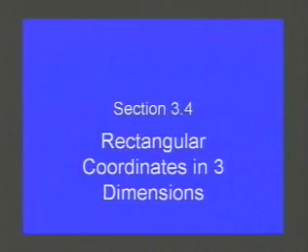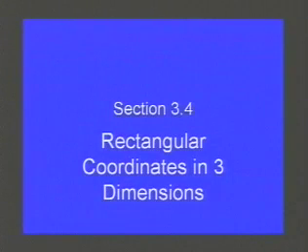Hi, this is section 3.4. 3.4 is about 3 dimensions. It's the Cartesian coordinate system, 3 dimensions. You've probably done this sort of thing before. This is really designed to be an introduction. In future classes you'll get into a little more complicated stuff, but we start off with just graphing a few points and then looking at a few regions.